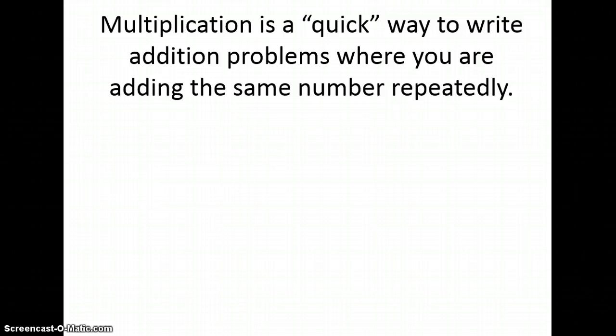So if I wanted to think of multiplication, it's a quick way to write addition problems where you're adding the same numbers repeatedly. So, for example, if I wanted to add 5 6 times, I could add 5 plus 5 plus 5, or I could simply say 5 times 6.